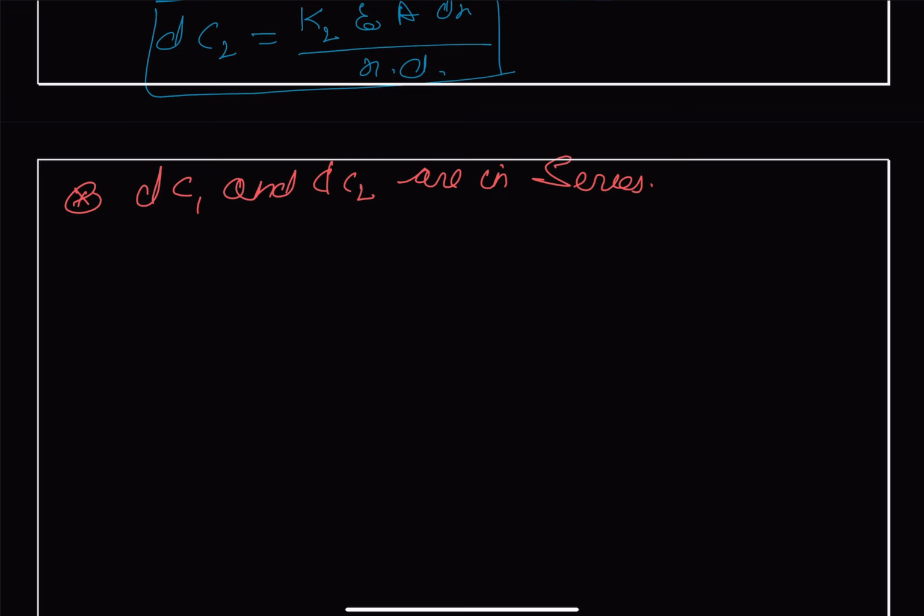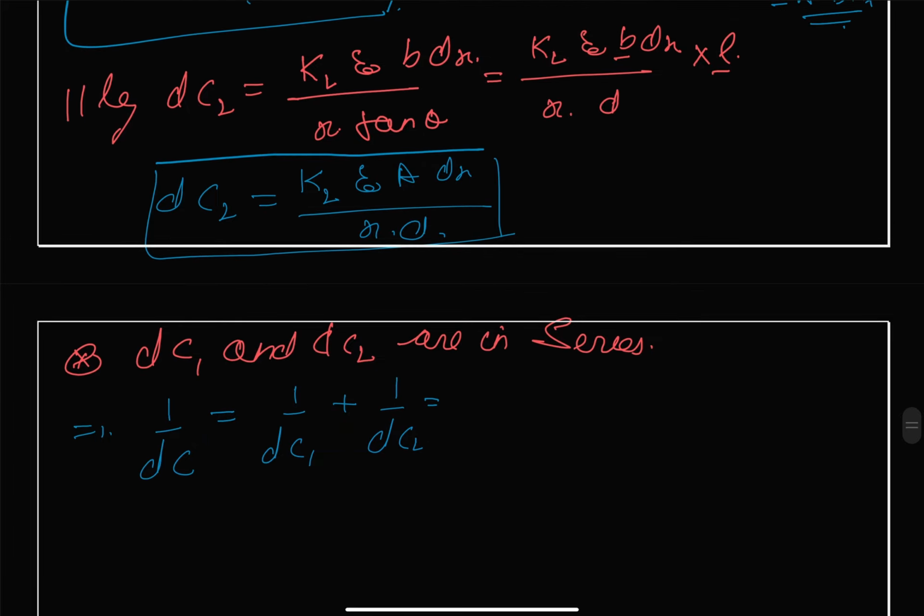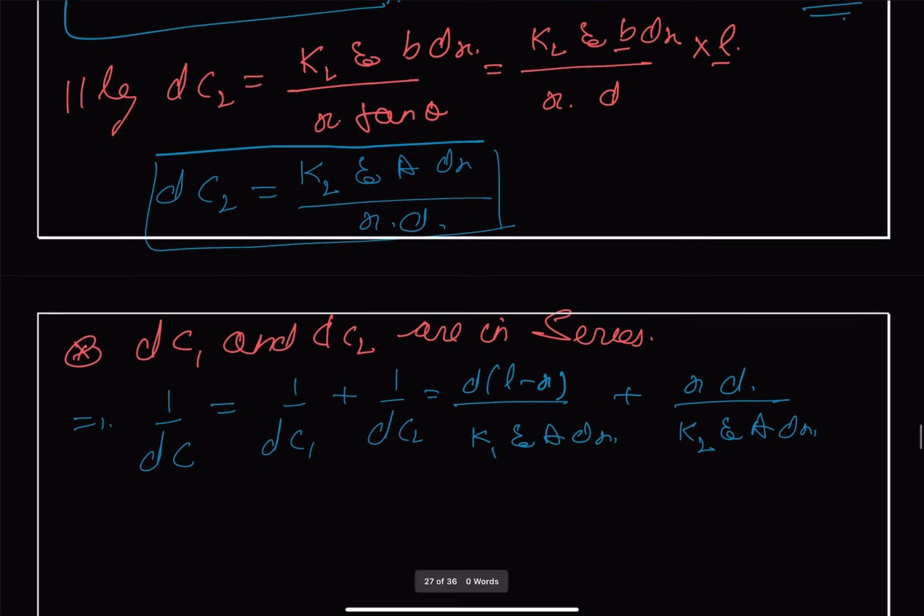Therefore, 1 upon DC is equal to 1 upon DC1 plus 1 upon DC2. And we simply substitute the values. We get K1 epsilon naught A dx, and this comes as d L minus x, plus K2 epsilon naught A dx, and this comes as x times d. So now we just solve it.